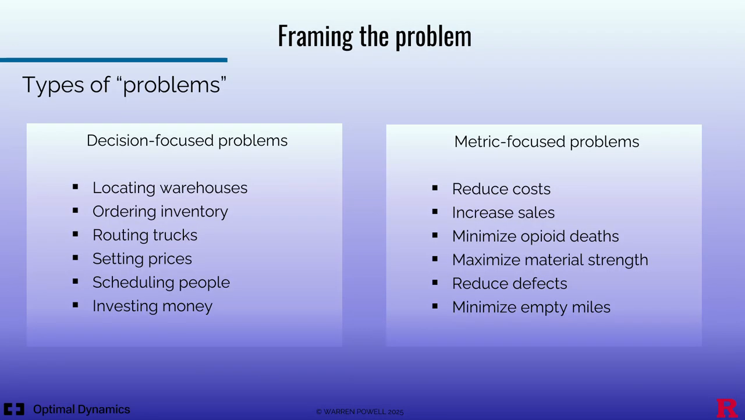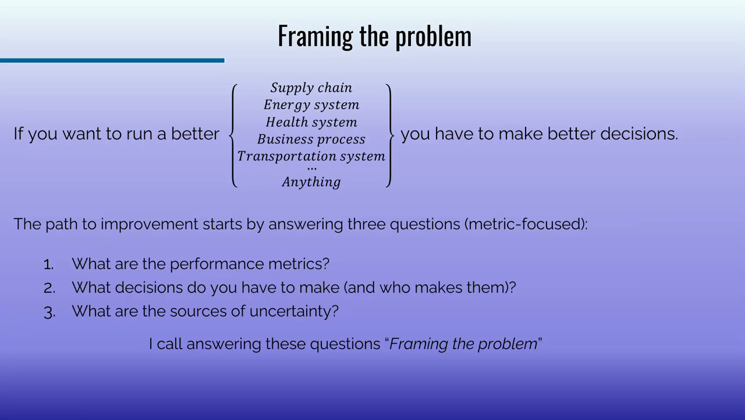Now, I like to divide problems into two classes. One is what I call decision-focused problems. This is where there's a very clear decision: locating warehouses, ordering inventories, routing trucks, scheduling people. And then there are metric-focused problems, where we know the metric, we know what we want to accomplish, but maybe we don't initially know exactly what decisions to make. Either of these are problems that we'd like to work on.